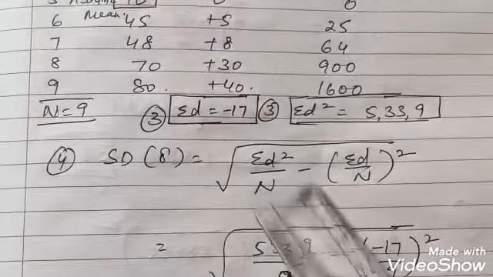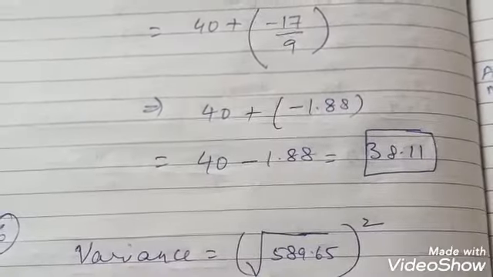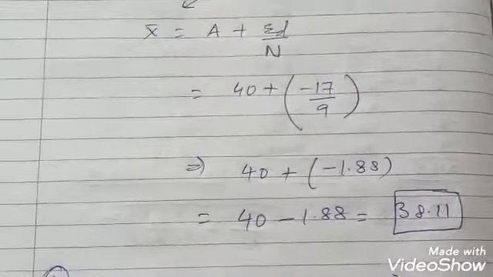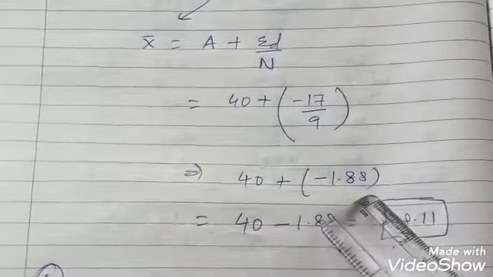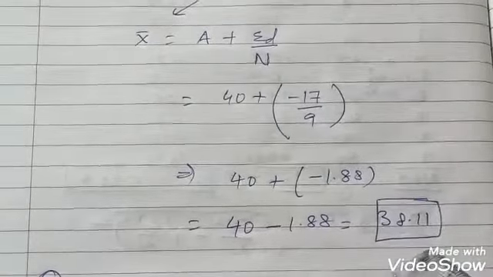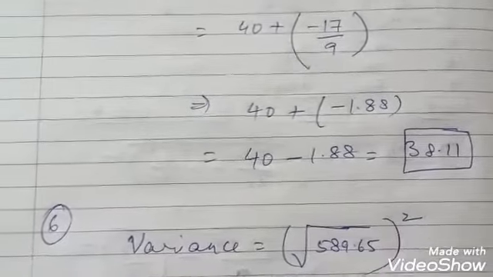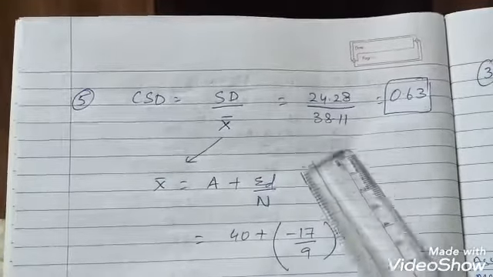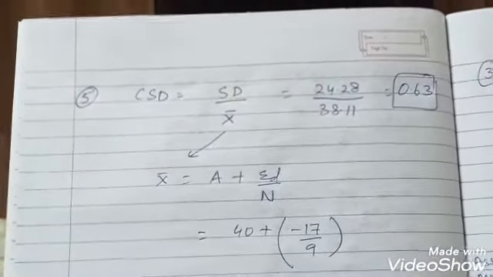तुमने सिर्फ इसकी जो value है वो post कर देनी है in the formula of actual mean. That is minus 17 upon 9. That's it. So you don't have to do anything special. So 40 plus it's minus 1.88, you will get 38.11. That's your actual mean. If you asked and then you put this actual mean into the formula here, so standard deviation आपका था 24.28, your actual mean is 38.11, your coefficient is 0.63.